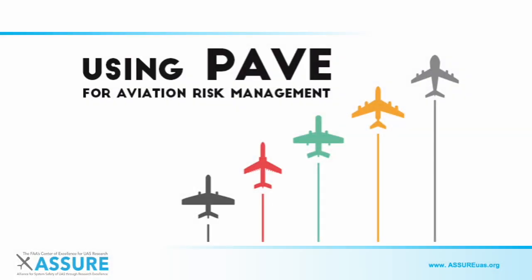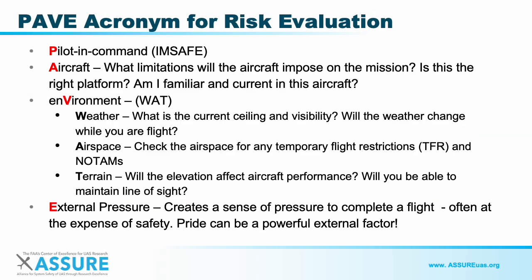One way to look at risk is on the individual level using the PAVE model. PAVE is an acronym for risk evaluation. P is for the pilot in command. Think back to the acronym, I am safe. What does I am safe stand for? If you said illness, medication, stress, alcohol, fatigue, and eating, you would be correct. This is, in essence, your readiness checklist.